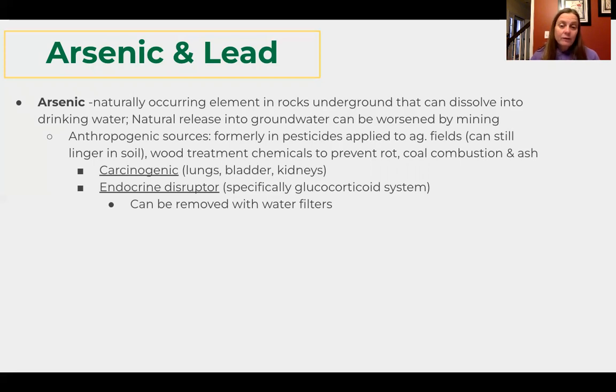That natural release into groundwater can be worsened by mining activities that allow more leaching of the arsenic into groundwater. Human sources, those anthropogenic sources: it used to be used in a lot of pesticides, a lot of rat poisons or other rodenticides contained arsenic. It used to be used in some pesticides that were applied to agricultural fields as well. It's no longer used there, but it can persist in the soil.